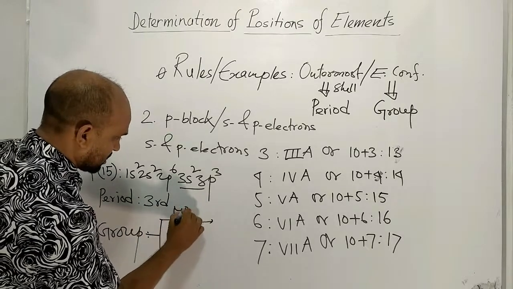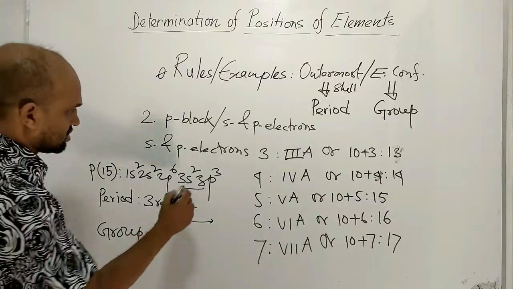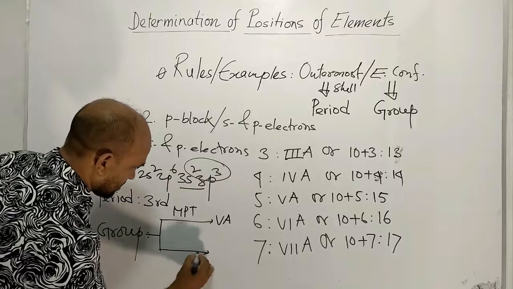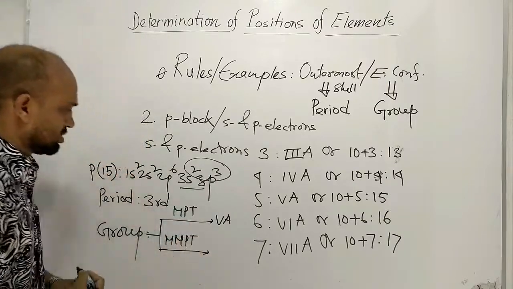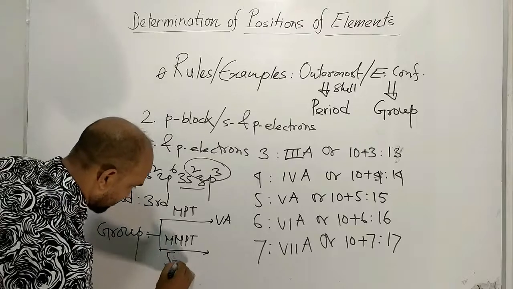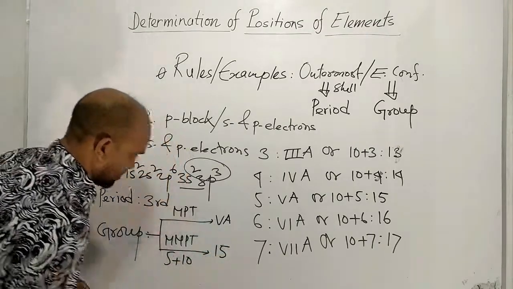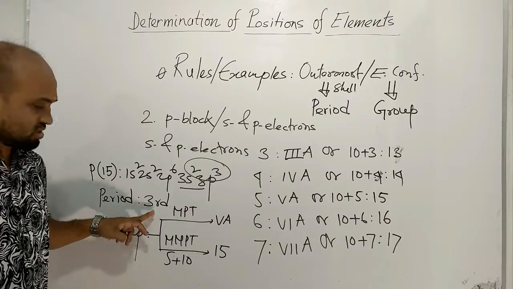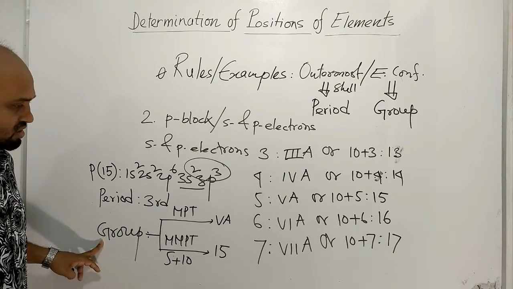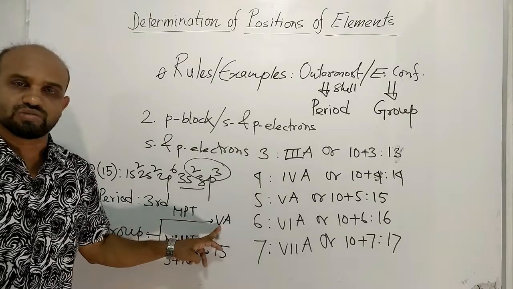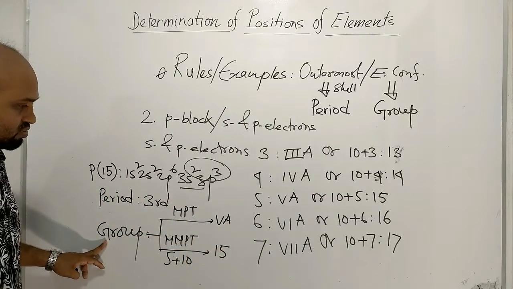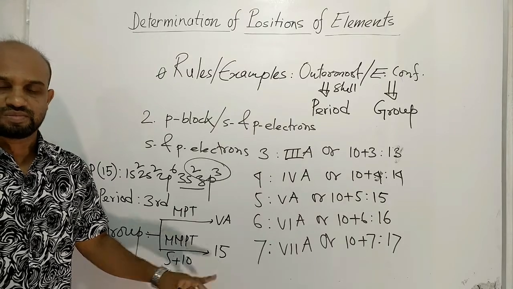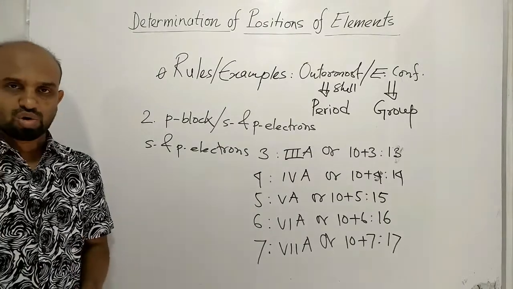In the modern periodic table, the group has 5 electrons, so 5A. And in the most modern periodic table, its position will be 5 plus 10, that means 15. So phosphorus belongs to the third period, and its group in the modern periodic table is 5A, and in the most modern periodic table it is 15. Let's see another example. Chlorine 17.